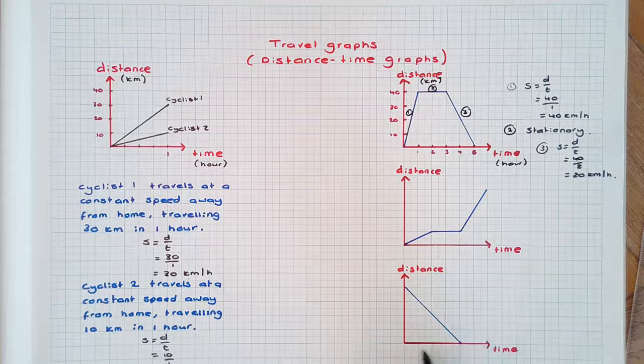So you can think of the horizontal axis as the starting point or home. And that's a nice summary of travel graphs.